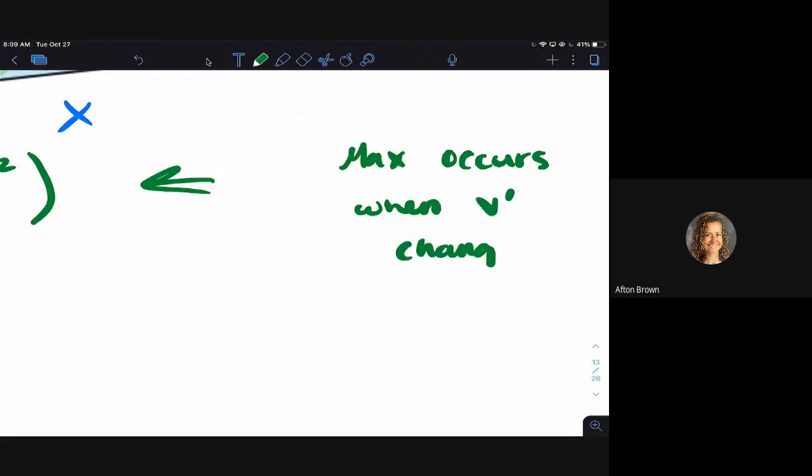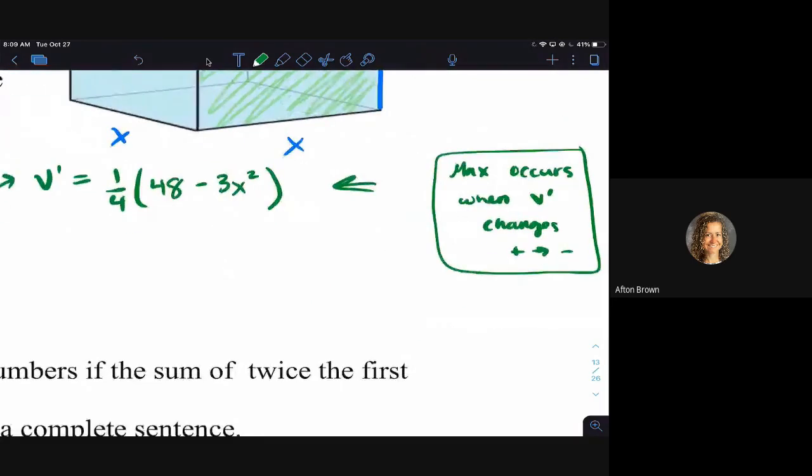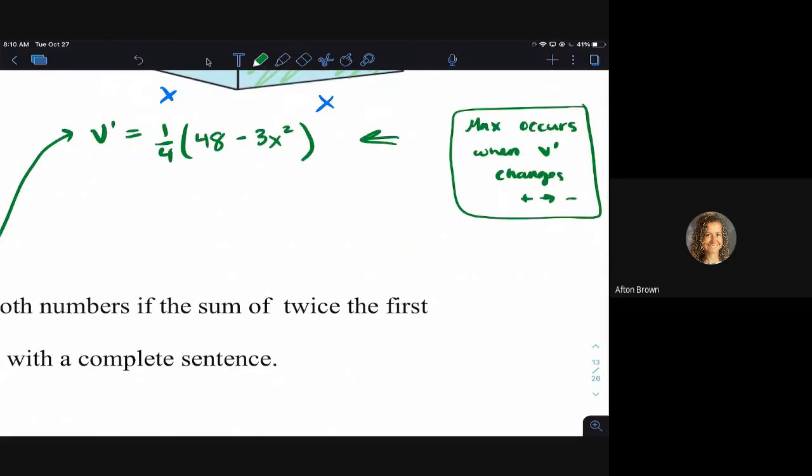So when v prime changes positive to negative, I know that this is what I'm looking for. If you're looking for a max, you need the derivative to change positive to negative, which is why we found the derivative. So we're just going to do a first derivative sign chart like what we've been doing. To find a first derivative sign chart, you would set the derivative equal to 0 because that's where it could possibly change signs, or undefined, but on this question, it's never undefined.